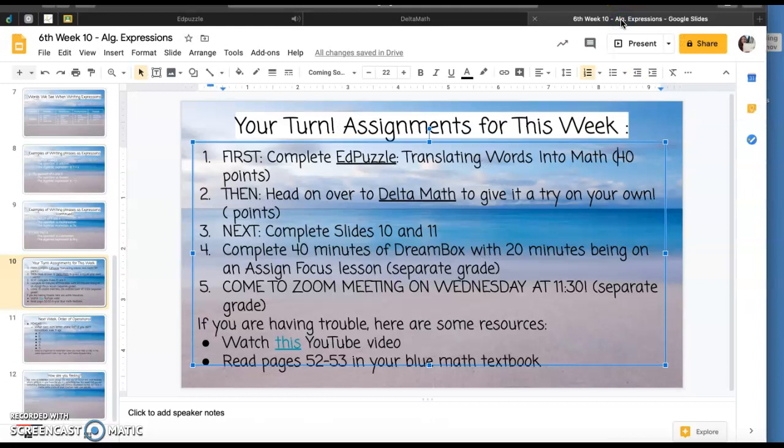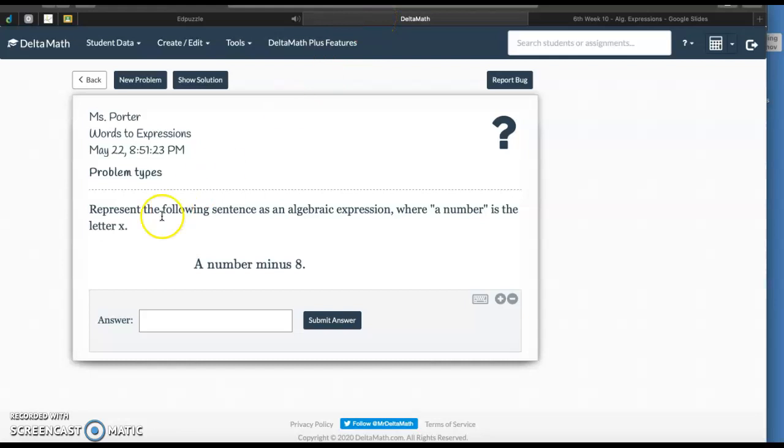Do that first because they do a lot of good describing in there. Then head on over to Delta Math and give it a try on your own. So this is what your Delta Math is going to look like. A number minus 8, you're going to be writing the stuff here. The reason that I want you to do the Edpuzzle first is because it explains all of this. All right.